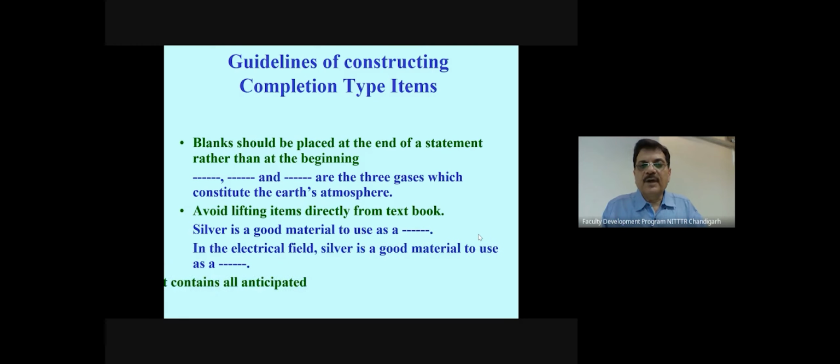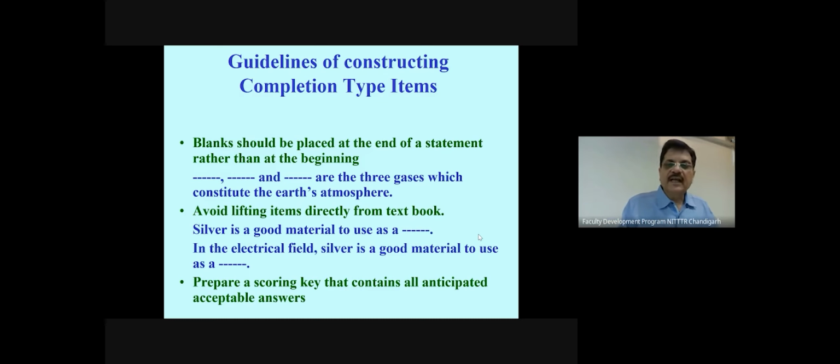Then avoid lifting items directly from textbooks and prepare a scoring key that contains all anticipated acceptable answers.